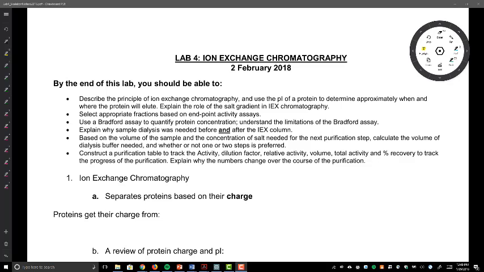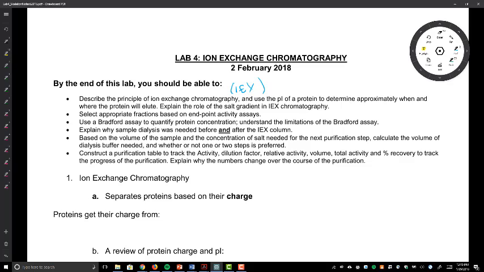Hello everyone, this is a pre-lab lecture for Lab 4, which discusses ion exchange chromatography. By the end of this lab, you're going to need to be able to describe the principle of ion exchange chromatography, aka IEX. You need to use the PI of a protein to determine approximately when and where that protein will elute, and then explain the role of a salt gradient in IEX chromatography.